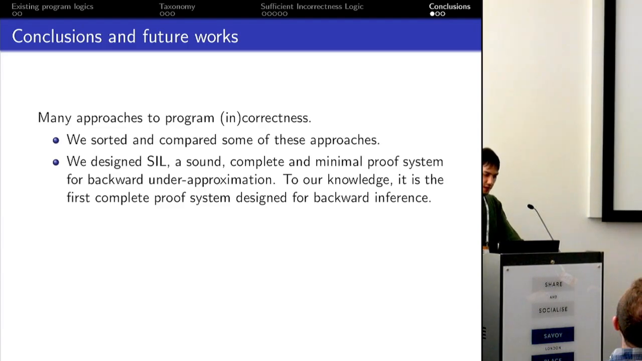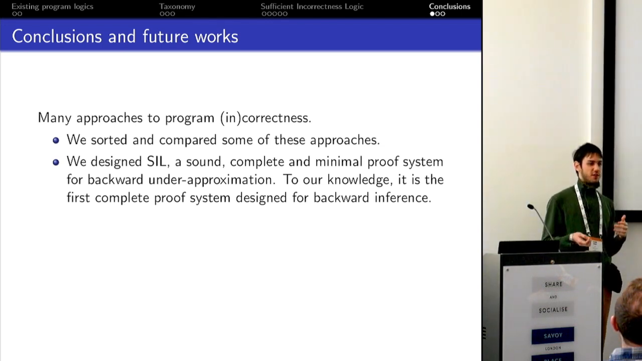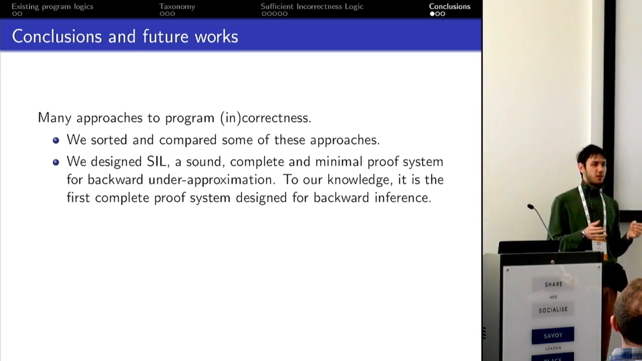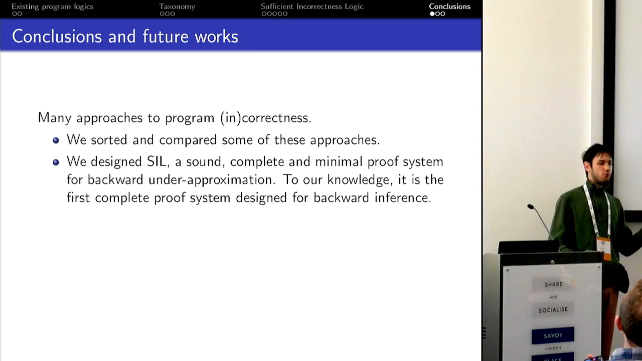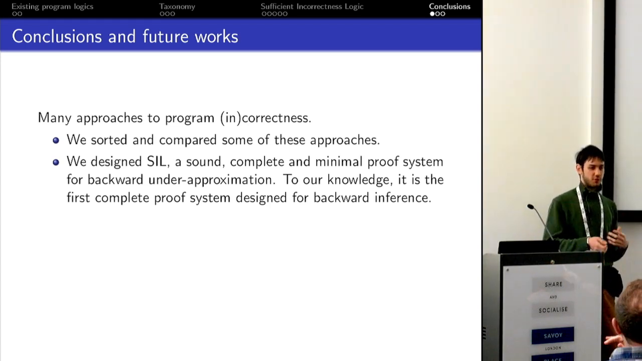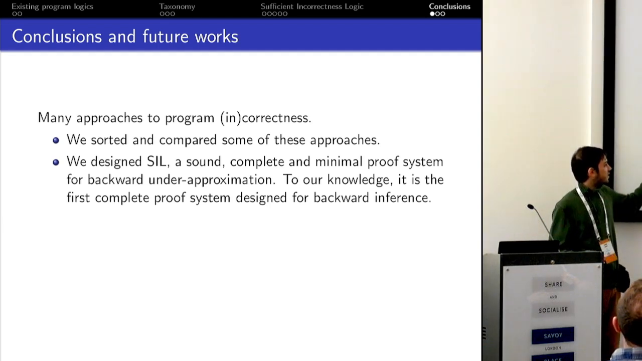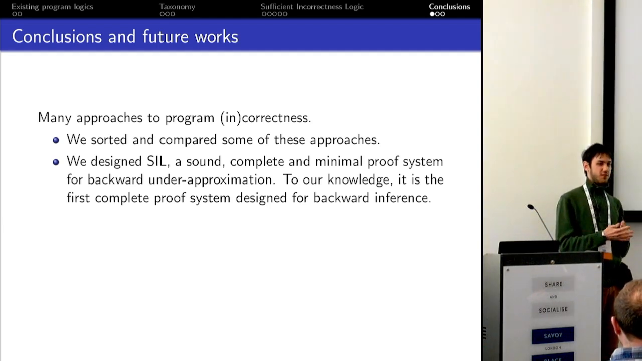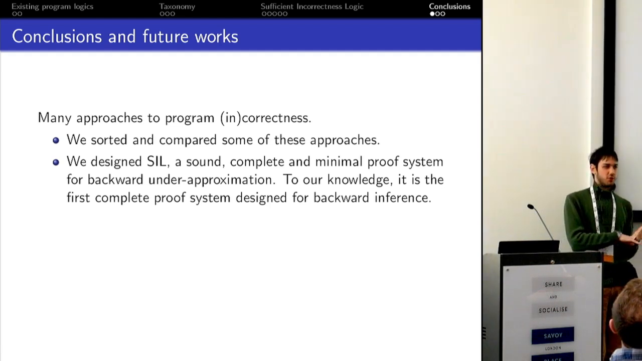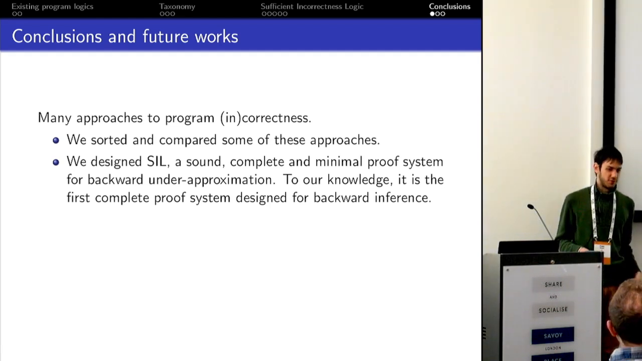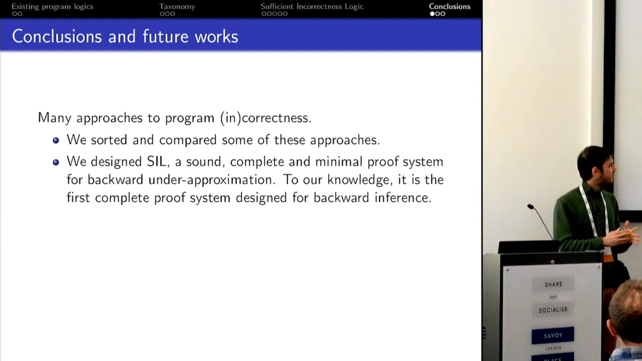So to conclude, we found in the literature many approaches to program incorrectness. We took some of them and tried to sort and compare them, and we used our schema to understand what the pros and cons of every approach are. And then we designed the Sufficient Incorrectness Logic proof system, which is a proof system for the backward under-approximation condition. And here there is nothing new. It was known since at least 2019. But what is new about our proof system is that it is complete, minimal, and designed with the idea of backward inference in mind.